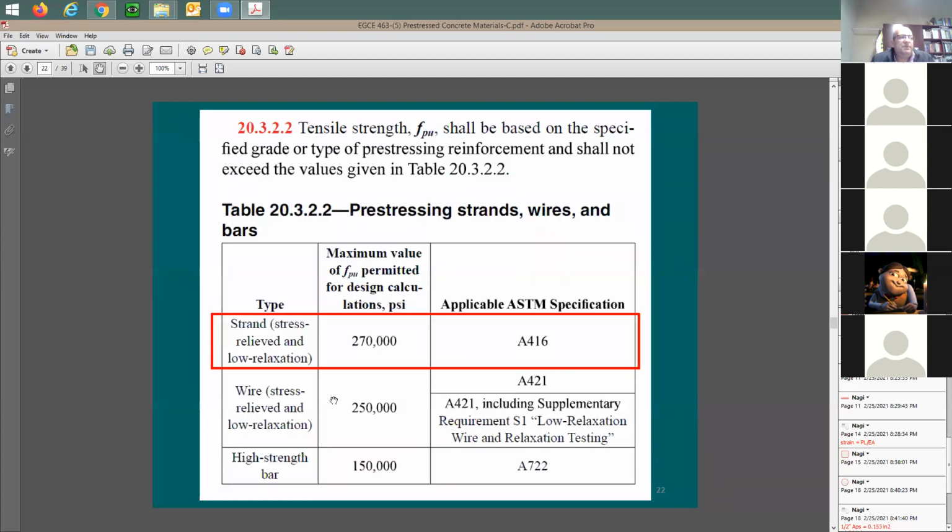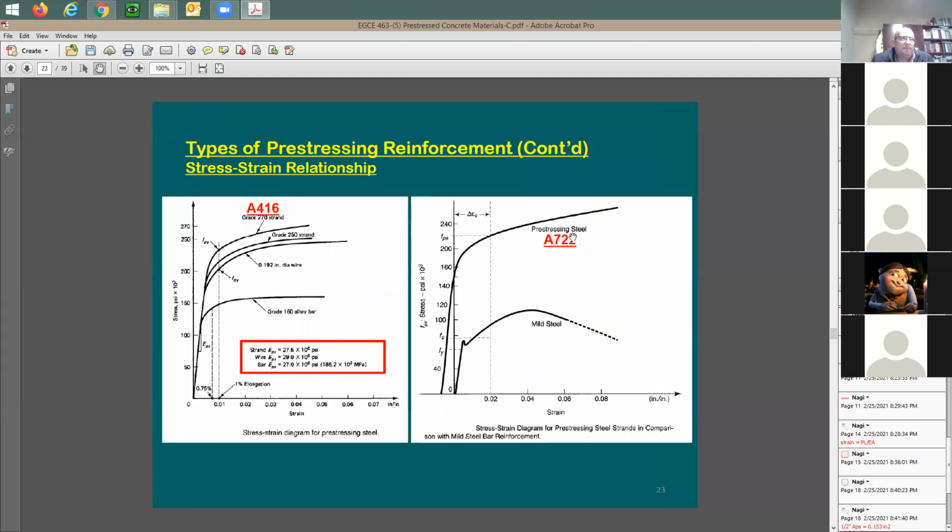All right. So again, here's a copy and paste from the code, from the ACI for F sub PU. We're going to be using this, the 270. This is ours. We're not going to be using this 250. I don't need it. I don't need this 150. So usually all our examples are going to be based on 270 and A416, ASTM 416.